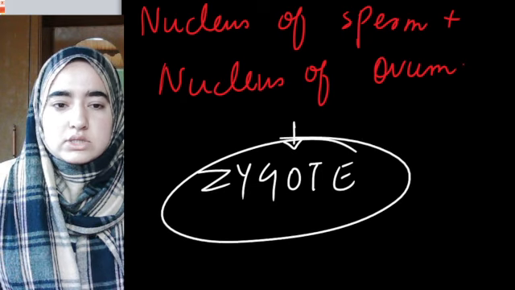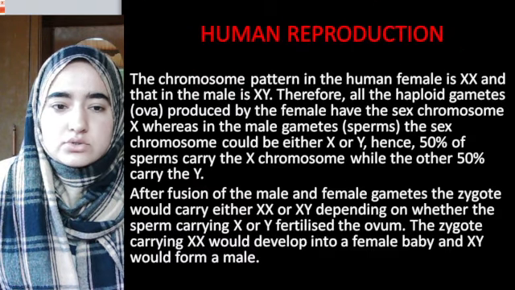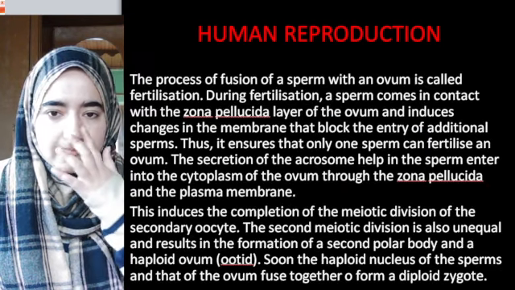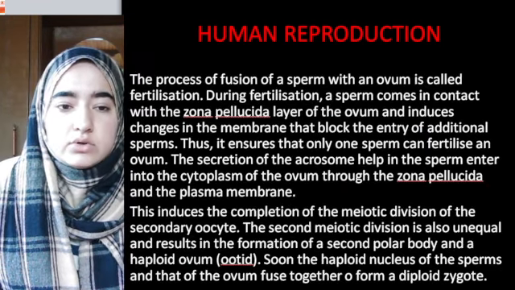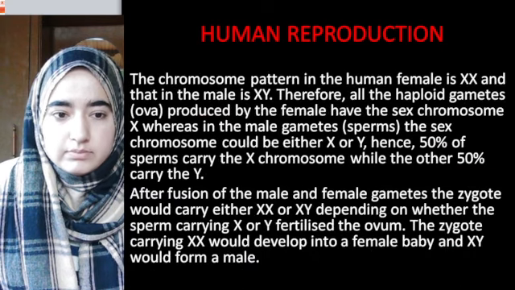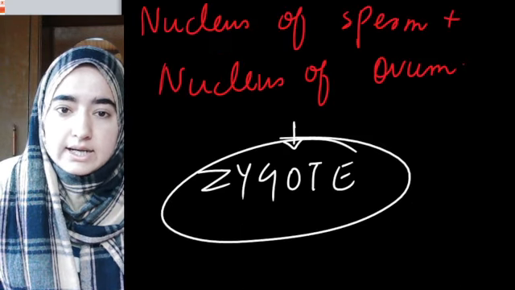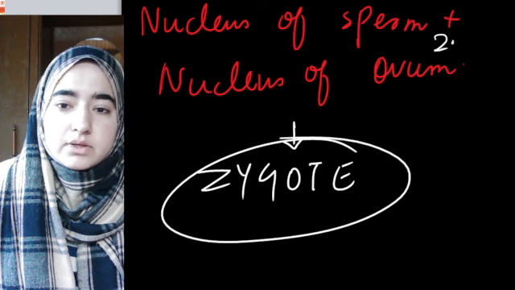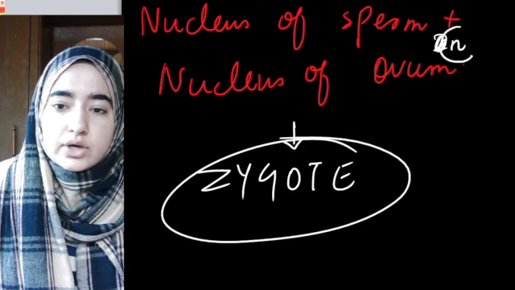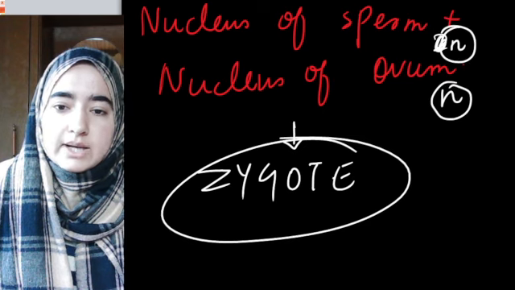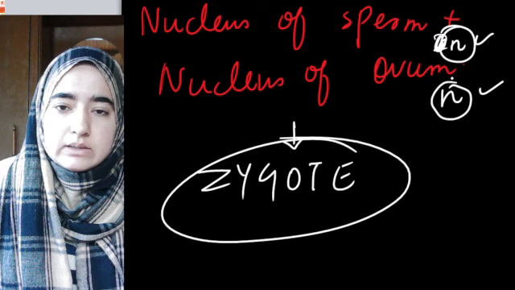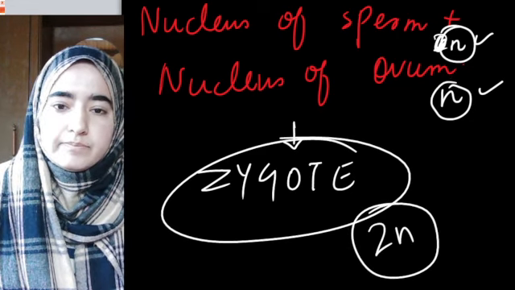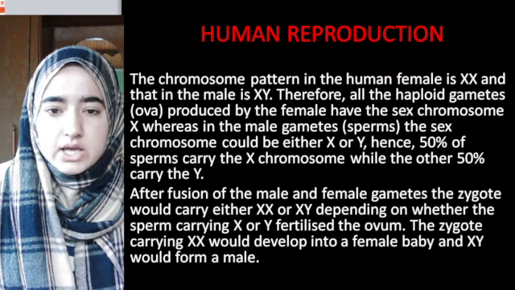I hope this concept is clear. The zygote further gets converted into an embryo, and then an offspring. What is the polarity of the nucleus of sperm? It's N, haploid. The nucleus of ovum is also haploid, and this haploid and haploid will come closer and form diploid, that is the zygote, 2N. I hope this concept is clear.